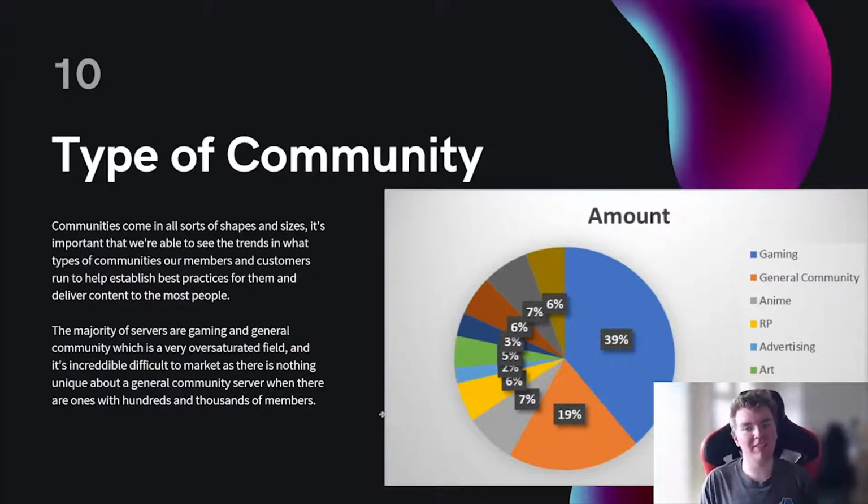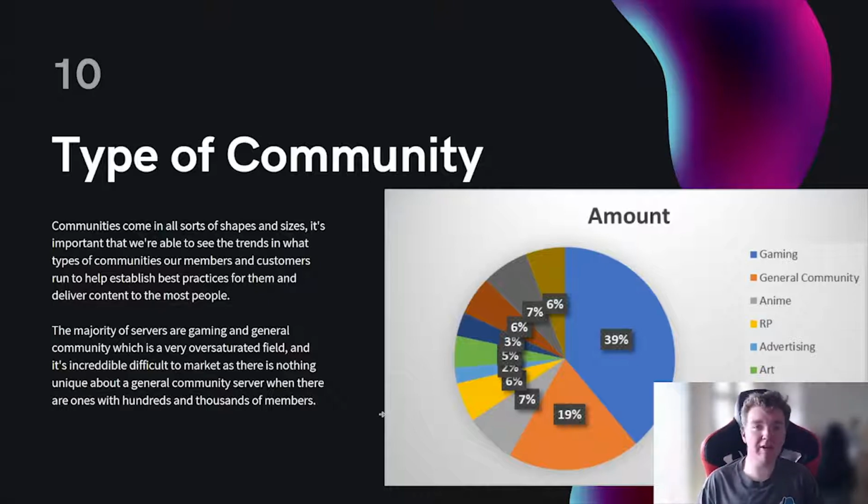I'm going to give you all some bit of advice here. Don't make a generic gaming or general community server, because as you can see, there's hundreds of them, there's thousands of them, there's probably millions of them as well. You're getting yourself into a very, very tight community market. You're not going to be able to offer new members something else. You have to be unique, because there's Chillzone with like 400,000 members. That's a general community server. How are you going to compete against them essentially?